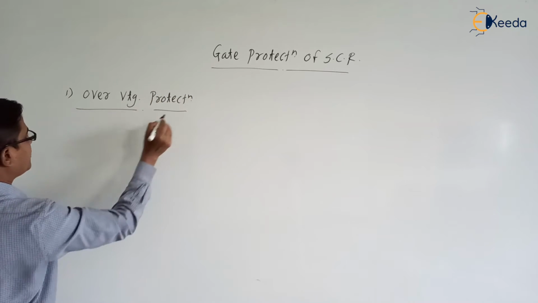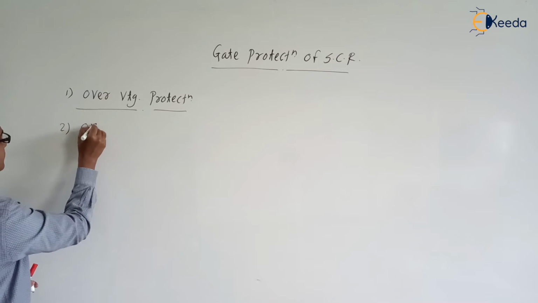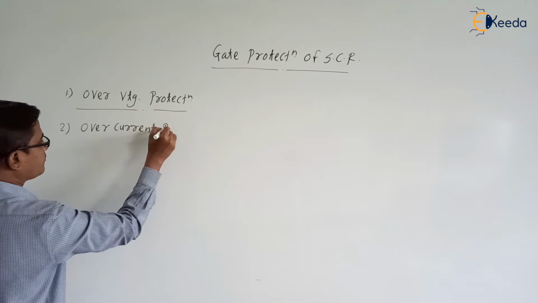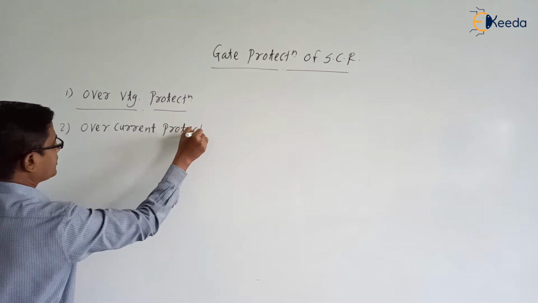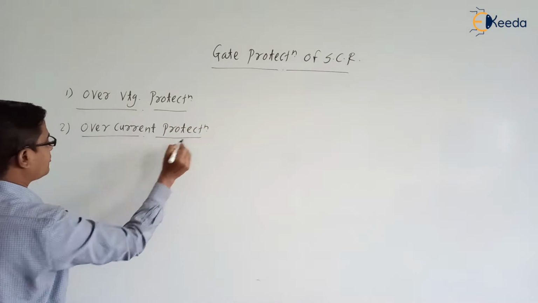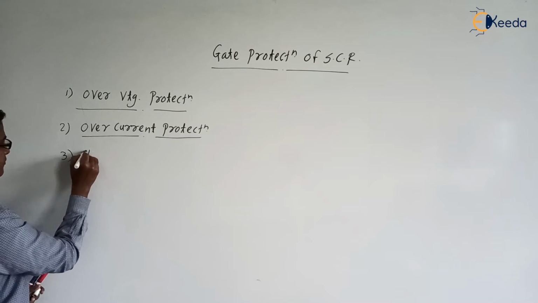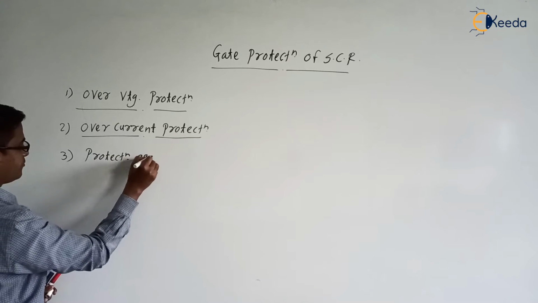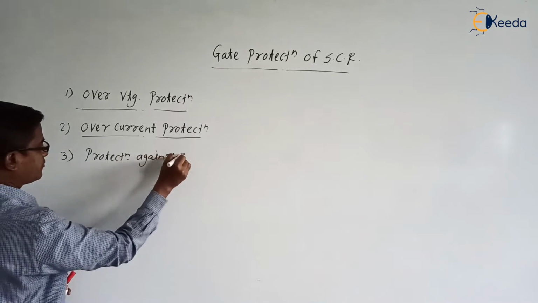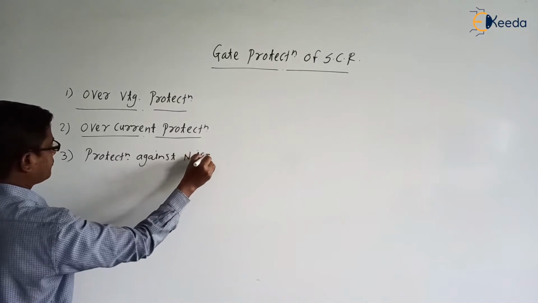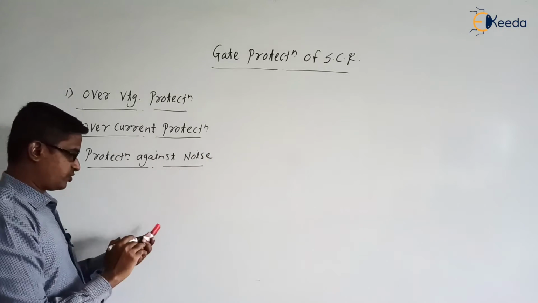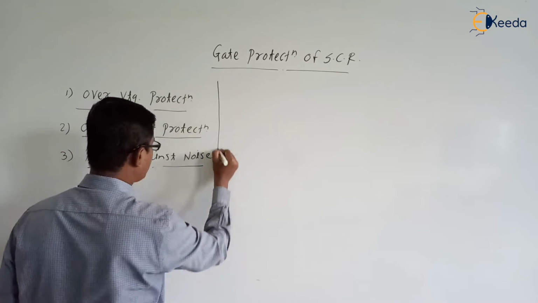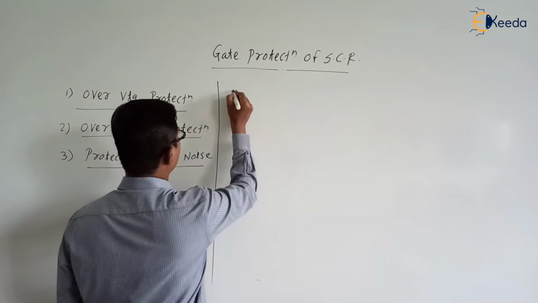The second one is overcurrent protection, and the third one is protection against the noise signal. So we need to protect it against these three parameters. Let us first discuss the overvoltage protection.